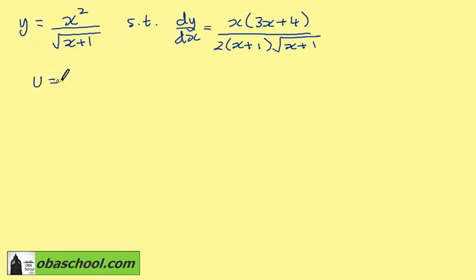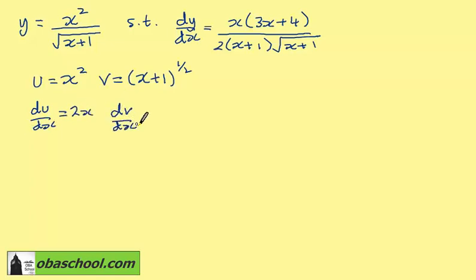We have u equals x squared and v is (x + 1) to the half. That means du/dx is equal to 2x, and dv/dx is a half (x + 1) to the minus a half times the differential of what's inside, but that's just 1 anyway.